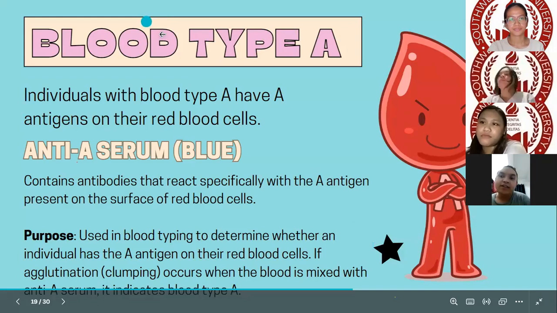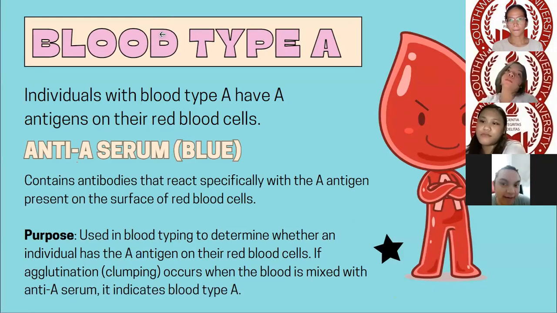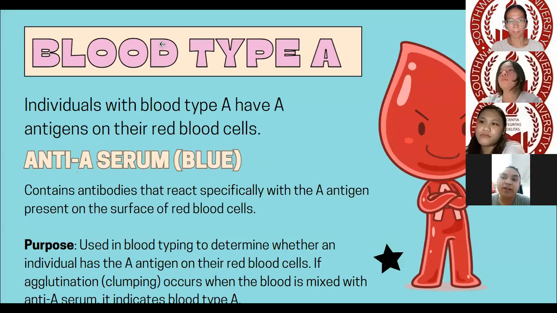Okay, so this is the blood type A. Blood type A is where individuals have A antigens on the red blood cells.